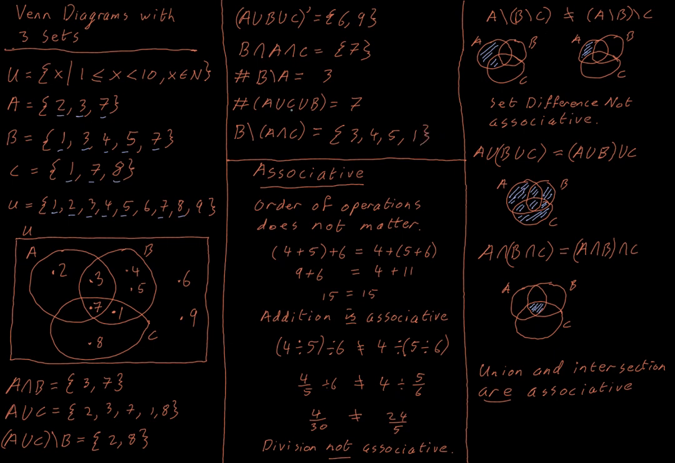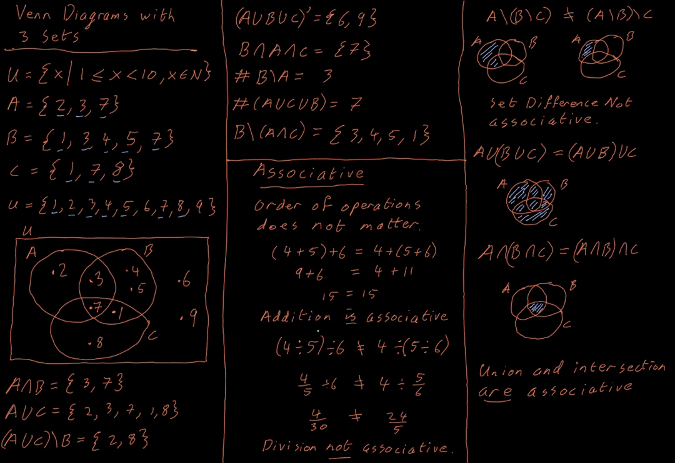Now, I've mentioned a few times as we're doing this that the order of operations doesn't matter for union or intersection. So let's have a look at the formal language around where the order of an operation doesn't matter. As an example, for addition, if I did 4 plus 5 plus 6, it wouldn't matter what order I did them in, I'd get 15 in either case. So addition is associative. Which two I add together first makes no difference.